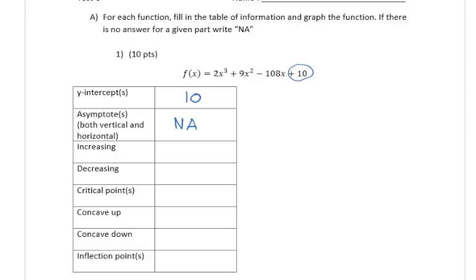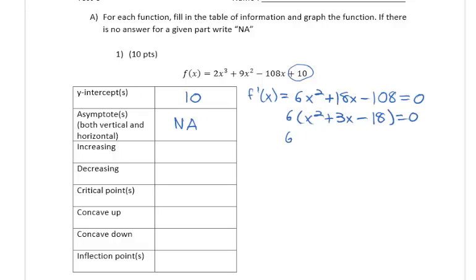To figure out where it's increasing, decreasing, and the critical points, we take the first derivative, which is 6x squared plus 18x minus 108, and set it equal to 0. Factor out a 6 to get x squared plus 3x minus 18 equals 0. Continuing to factor, that's x plus 6, x minus 3 equals 0. And so x equals negative 6 and 3 are going to be the critical points that we're interested in.